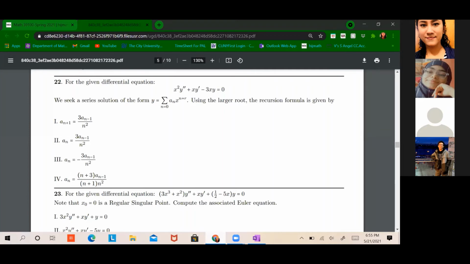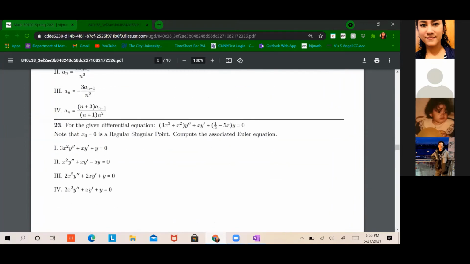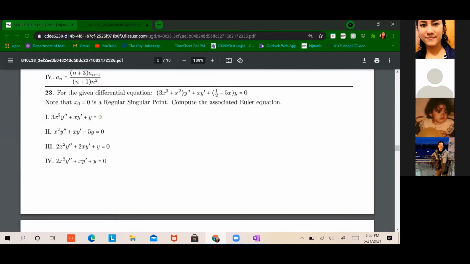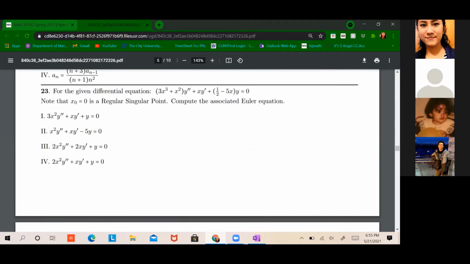All right, any questions on other topics? Can we go over Euler equations, specifically the different ones, like 23, for example? Because from this, I would assume that you don't do the 3x cubed, because with Euler, it's the x squared that you count. I just want confirmation.